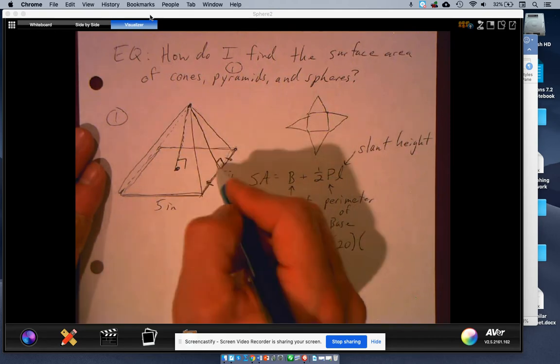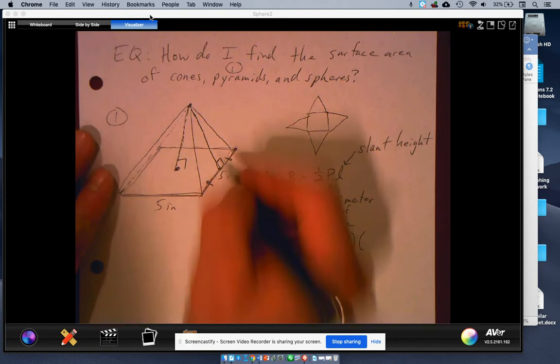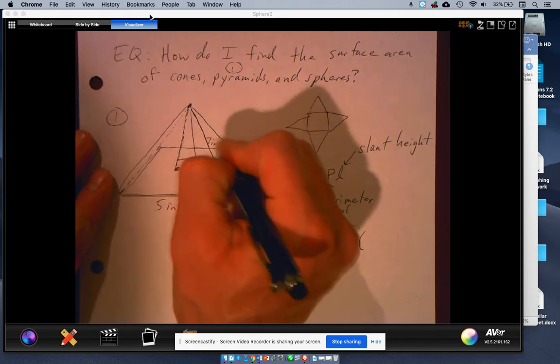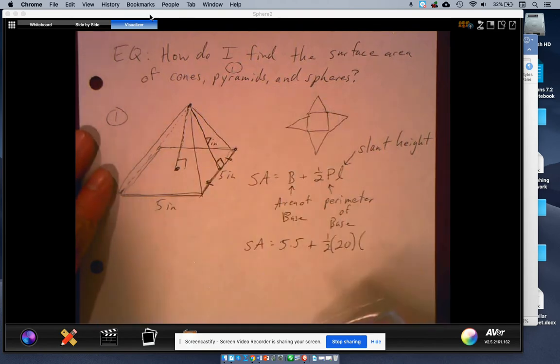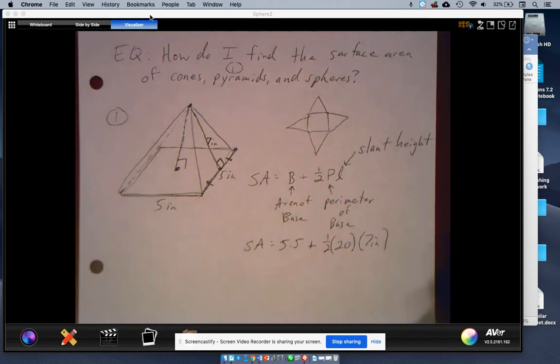So that's the slant. I'm just going to tell you what the slant height is. We're going to call it 7 inches. Okay. So slant height 7 inches. And you'll be told that, or with the problems that we're doing, you'll be able to look that up.